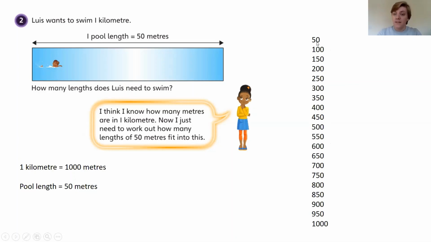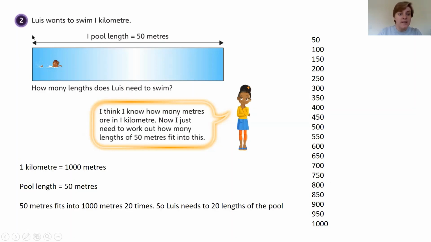If I count these, that's 1 length, 2, 3, 4, 5, 6, 7, 8, 9, 10, 11, 12, 13, 14, 15, 16, 17, 18, 19, 20. 50 fits into 1,000 20 times. So Lewis needs to do 20 lengths of this pool to get to 1 kilometre.